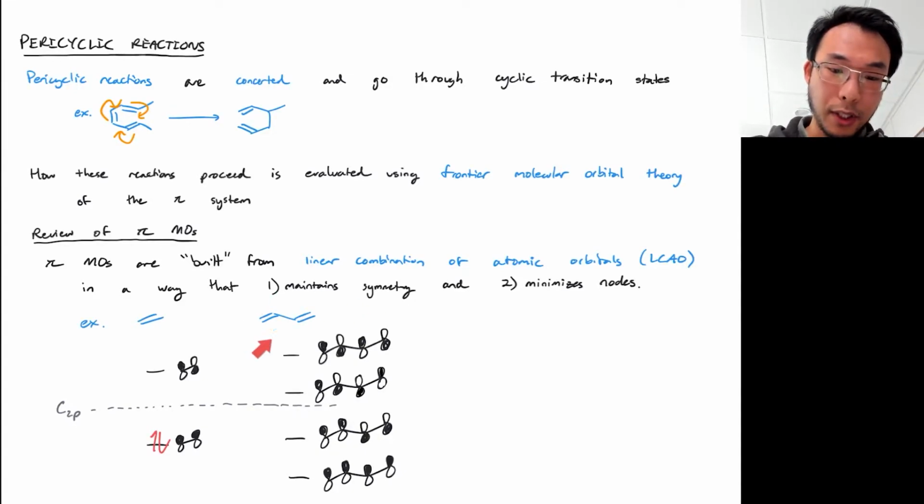For butadiene here, now I have 2 plus 2 is 4 total pi electrons, right? 2 for each pi bond here. So when I fill in my electrons, I should find out that that's what the filled molecular orbital diagram looks like. And in the end, what I really care about is that these 2 are the HOMOs for their respective molecules, and these 2 are the LUMOs for their respective molecules.